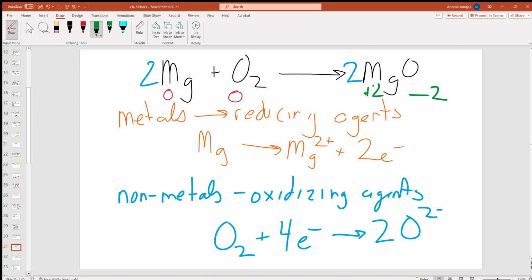+2. And so now by looking at the oxidation numbers, we can see that magnesium started at 0, ended at +2. So magnesium lost electrons, or magnesium was oxidized. Oxygen started at 0, ended at -2. So we can see that oxygen was reduced by 2 electrons.